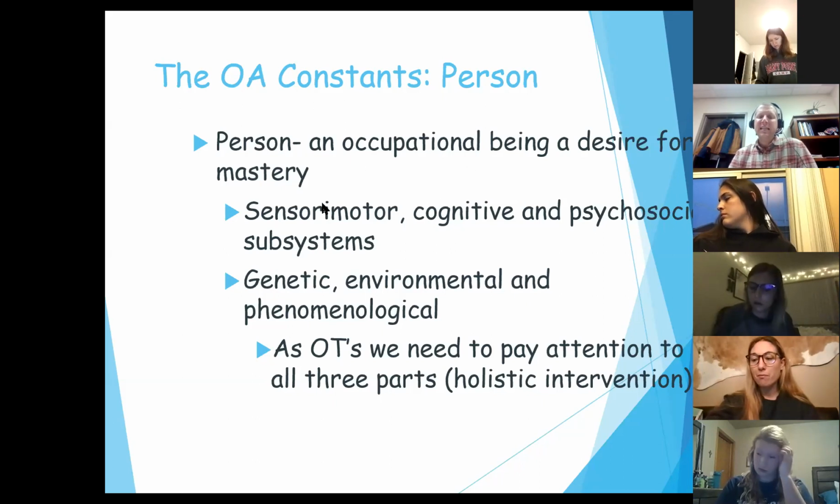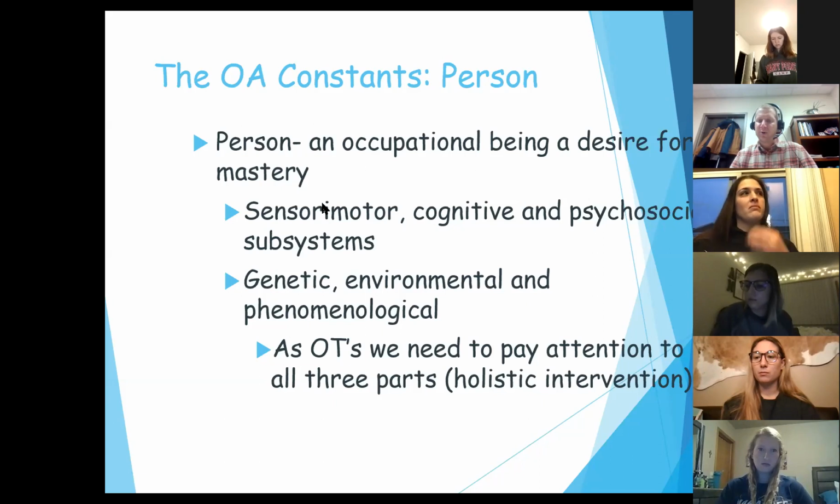So as OTs, we need to pay attention to the sensory motor part, right? We need to pay attention to the cognitive and psychosocial part of a person so that we're implementing a well-rounded, holistic evaluation and intervention.